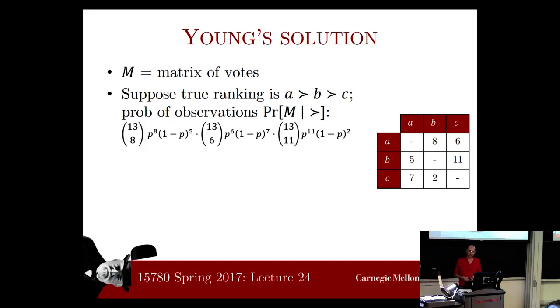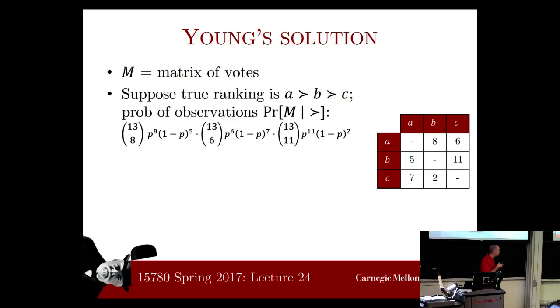So here is the Young solution, and it's a bit confusing. It is closely related to other stuff that we talked about in this course and Bayesian reasoning, but it's still a bit confusing, so let's do this carefully. Like before, we're going to have this matrix of votes of pairwise comparisons that we call M. And let's suppose for a minute that the true ranking is A is better than B is better than C. And I want to compute the probability of observing this particular matrix M, conditioned on the fact that this is the true ranking. So what is that?